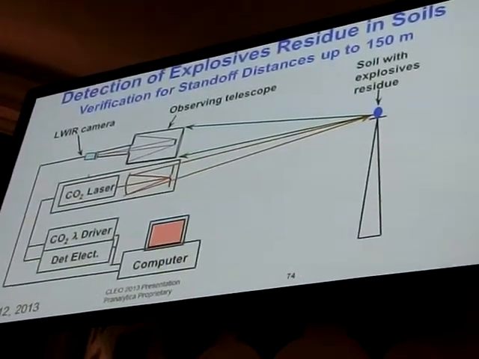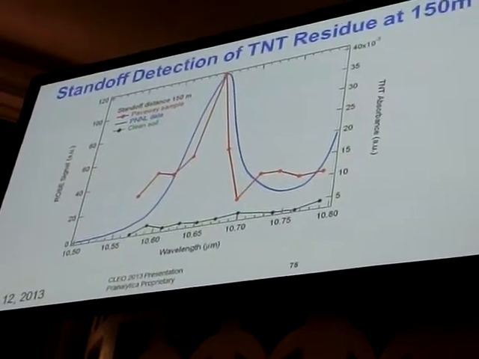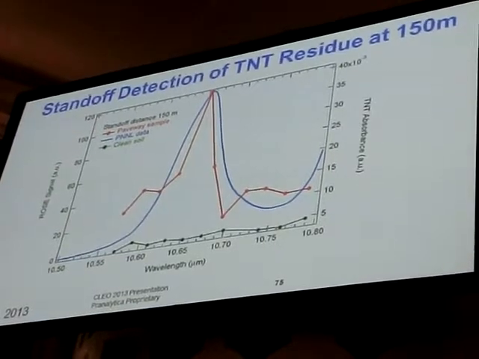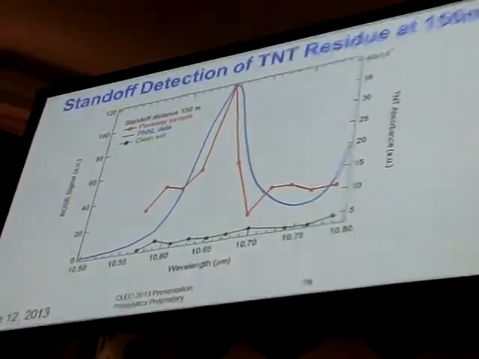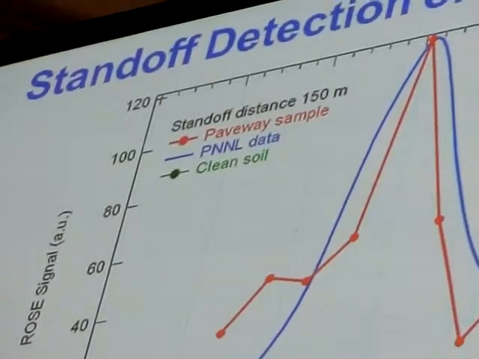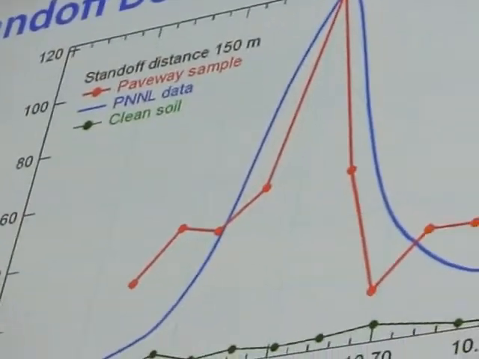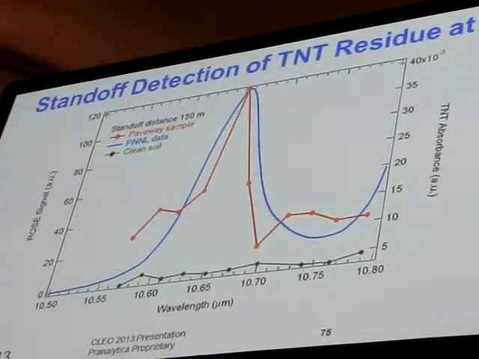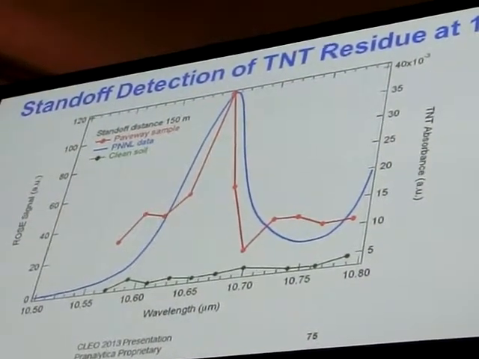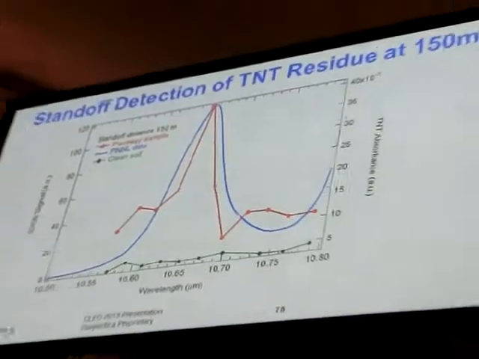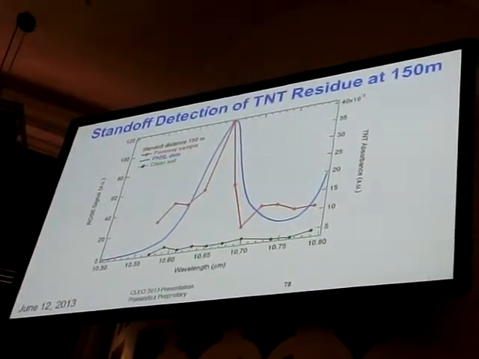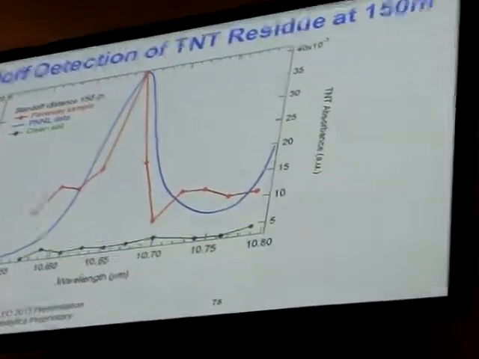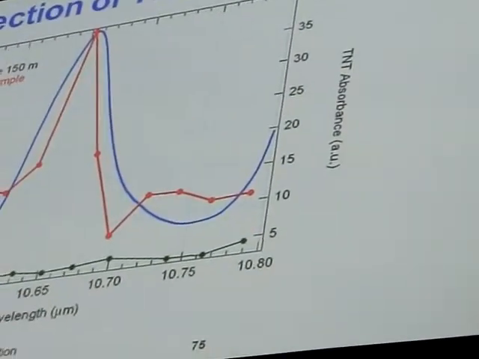function of the wavelength. This is for TNT residue in soil at 150 meters. The blue curve is the reference curve as one would measure in the laboratory, and the red curve is the signal that we see coming back from a sample as a function of these CO2 laser wavelengths. As I mentioned to you, the CO2 laser operates on discrete lines, so we get only discrete points. Nonetheless, you can see that there is very close resemblance.